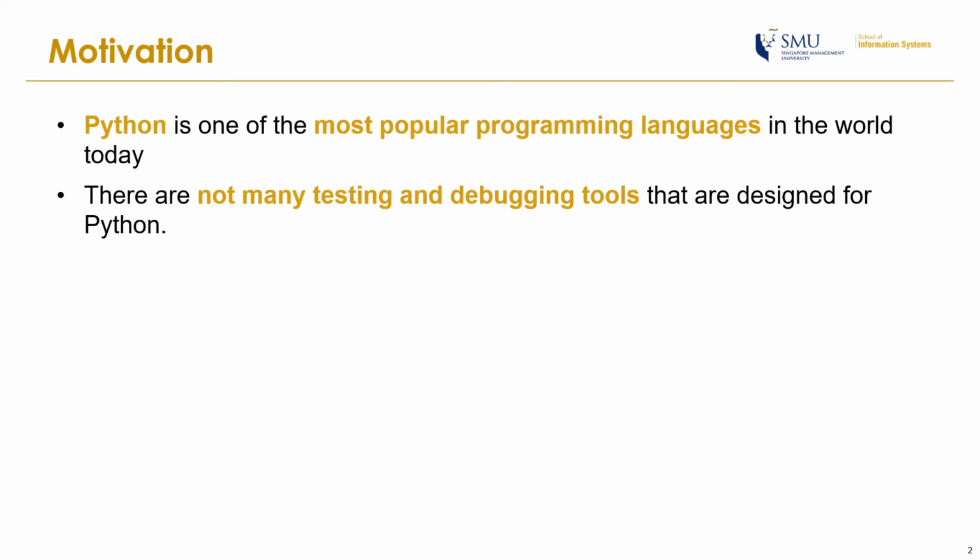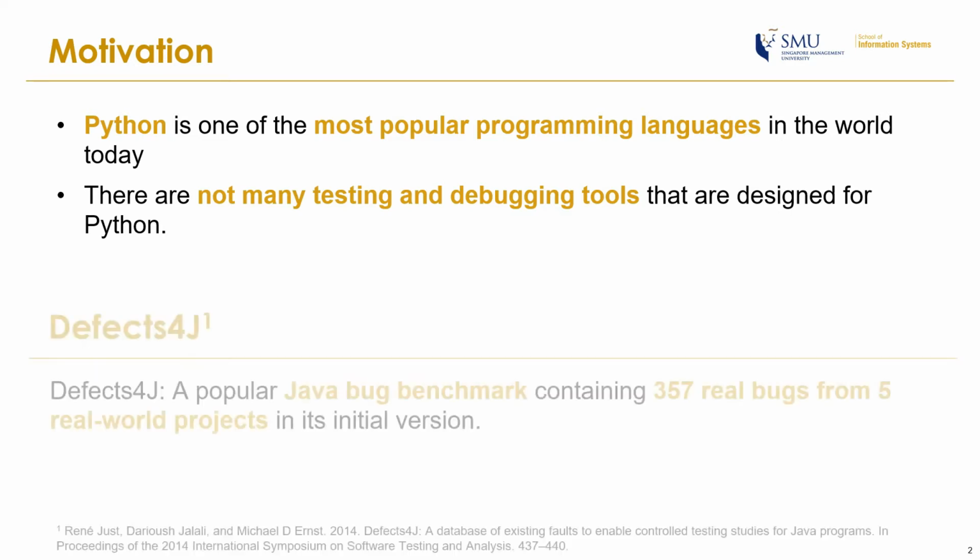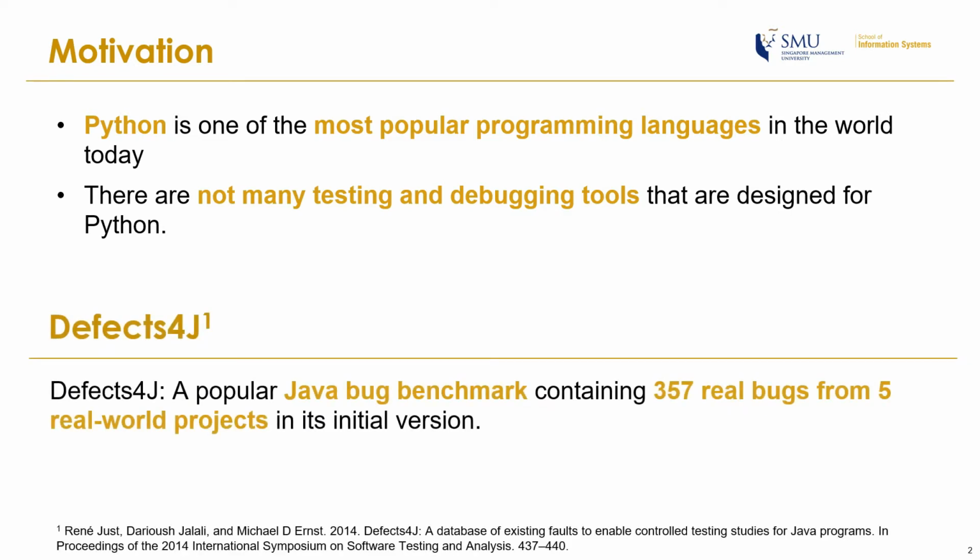Currently, Python is one of the most popular programming languages in the world, based on the 2020 Stack Overflow Developer Survey. Despite the rapid increase in Python's popularity, there are not many testing and debugging tools that are designed for Python. Our work is inspired by Defects4J. Defects4J is a popular Java bug benchmark that in its individual version contains 357 real bugs from 5 real-world projects.